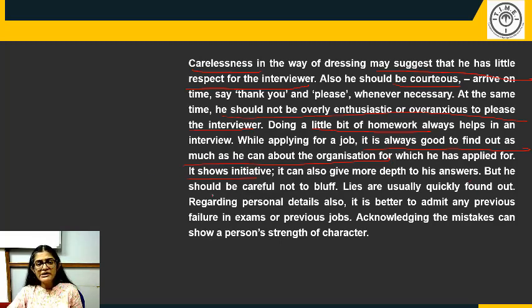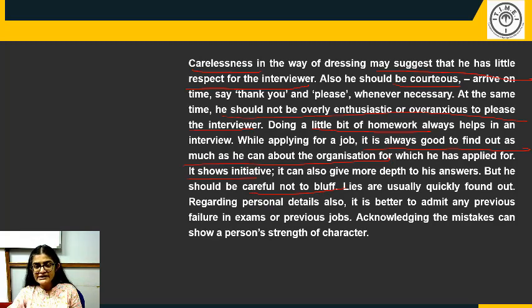But he should be careful not to bluff. Bluff means to lie, okay, or to talk of things which you don't know properly. Even if you don't know the answer, you just say something. That is called bluffing, okay, trying to pretend that you know the answer. Lies are usually quickly found out. That is why you should not bluff.